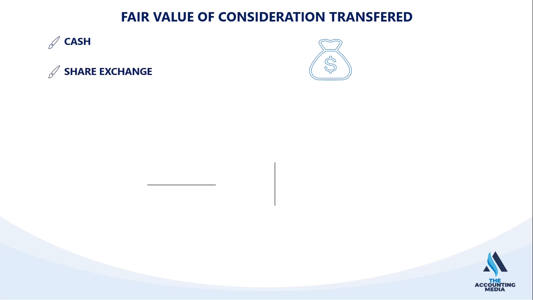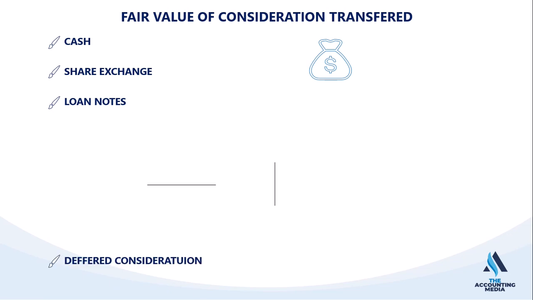The next one is share exchange. It is possible that the owner of parents gives the owner of the subsidiary some shares in exchange for their own shares in the company. And another one that is common is loan note. I can acquire the equity capital in the subsidiary by issuing a loan note to the existing owner of the subsidiary.